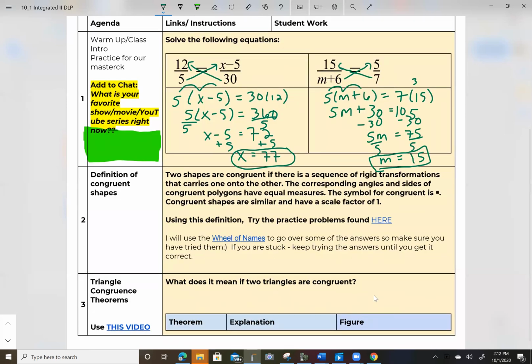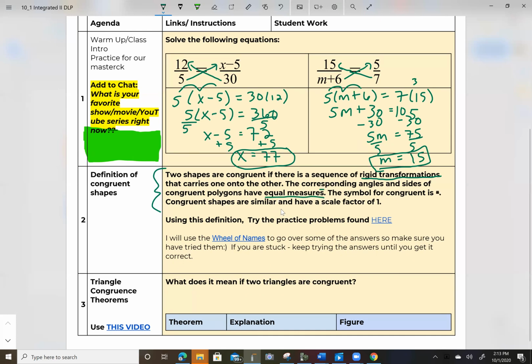Then we went over the definition of congruent for shapes. So two shapes are congruent if there's a sequence of rigid transformations. Those transformations are rotating, reflecting, and translating, that carries one onto the other. So remember how we were doing that game in Desmos where you could move one on top of the other? Once that happens, the corresponding angles and sides, so the sides that line up together, have exactly equal measures.